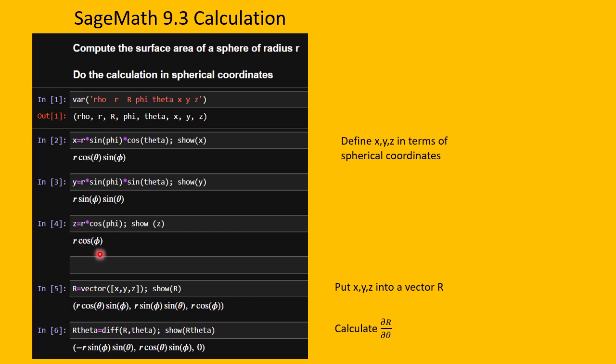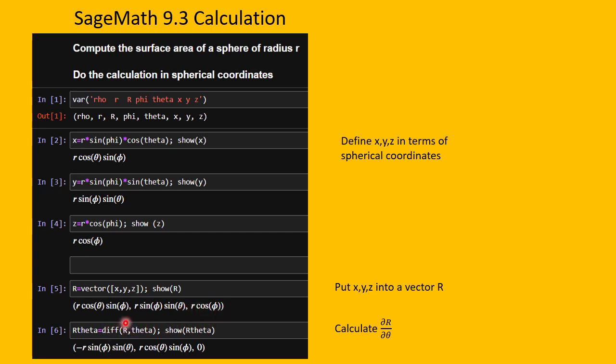So now what we'll do is put x, y, and z into a vector, a position vector, which we'll call capital R. Capital R is the vector with components x, y, and z. And let's see what R looks like. Show R. So R is this vector here, this position vector. r cosine theta sine phi is the x coordinate. r sine phi sine theta is the y coordinate. r cosine phi is the z coordinate.